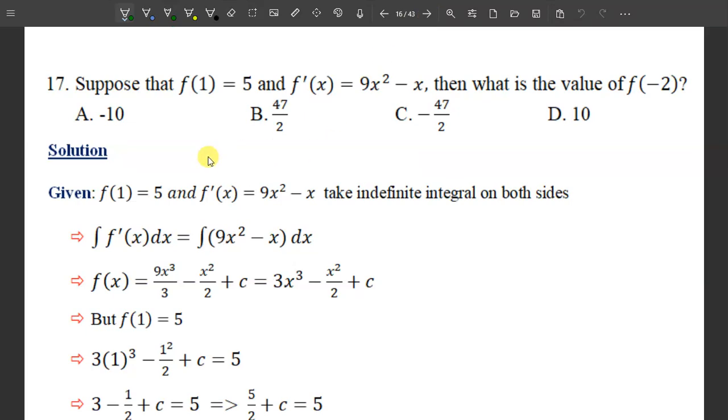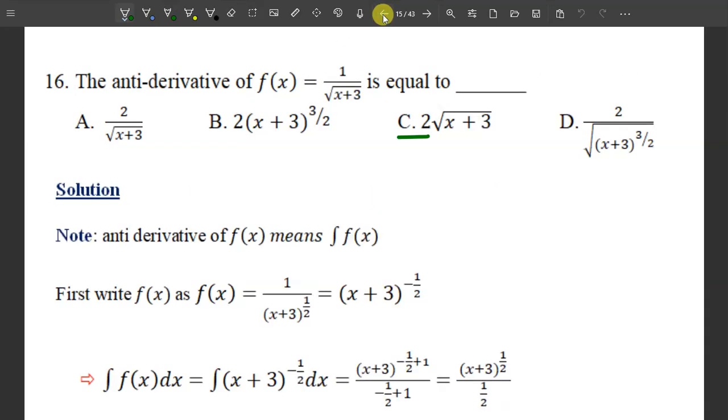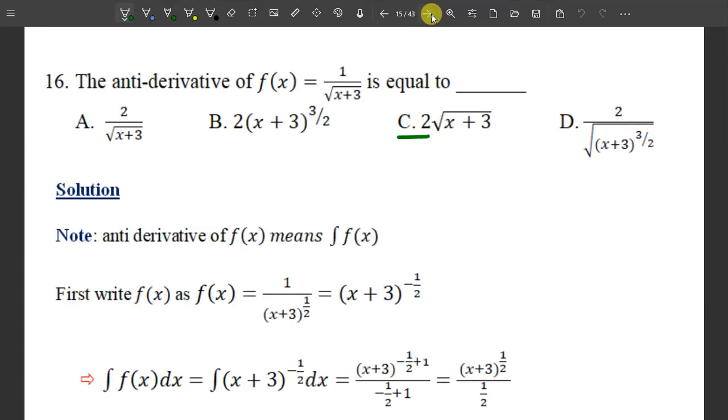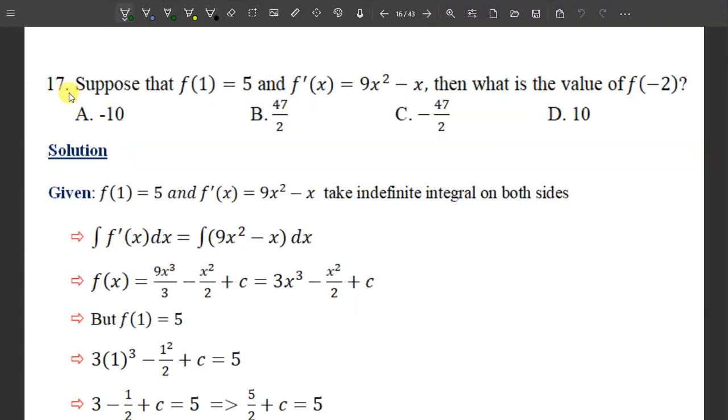The next question says as follows. Now, what is the purpose of that constant C, which we have already seen here? Let us see the purpose, the importance of this C by considering this example. Question number 17 says, suppose that f of 1 is equal to 5, and f prime, the derivative of the function, gives us 9x squared minus x. Then what is the value of f of minus 2? That is what the question says.